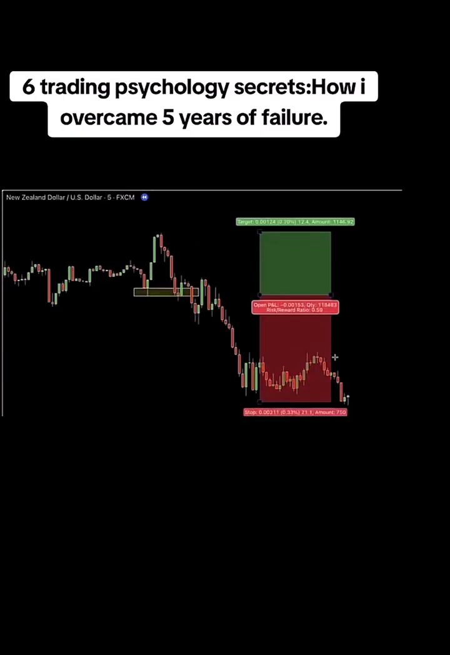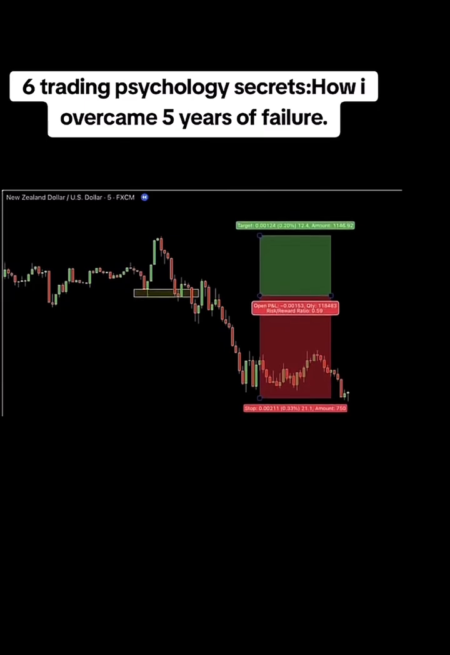Here's the reality. This mistake isn't about the trade setup or the market. It's about your refusal to admit you were wrong. It's your ego saying, "I can't lose. I have to win." But here's the truth every successful trader knows. Losing is part of trading. No strategy wins 100% of the time. The sooner you accept a loss and move on, the better positioned you are to catch the next opportunity.